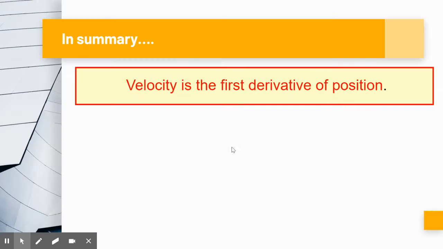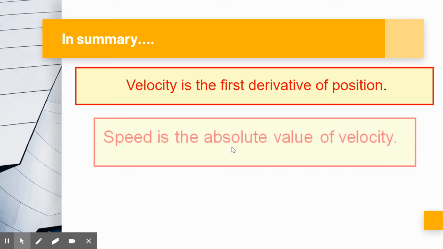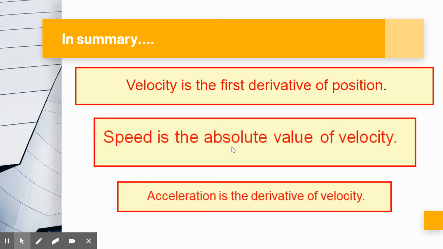But we'll see. Anyway, in summary, velocity is the first derivative of position, speed is the absolute value of velocity, and acceleration is going to be the derivative of velocity.